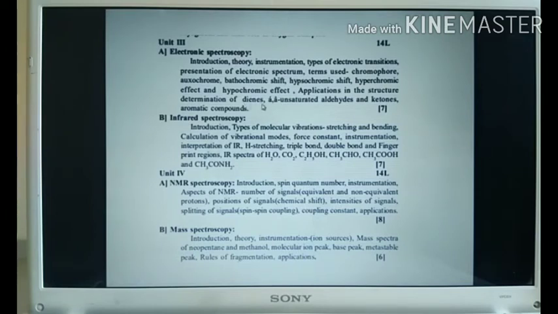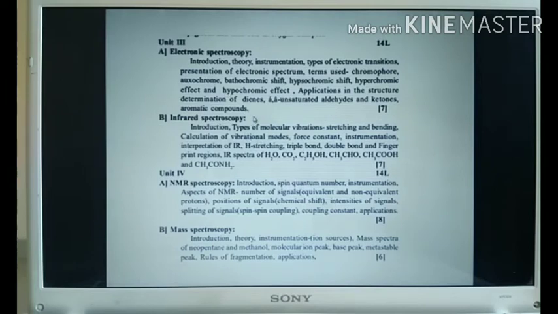Determine the structure of dienes, alpha-beta unsaturated aldehydes and ketones, and aromatic compounds by using the Woodward-Fieser rule. It is an empirical rule which is used for calculation of the absorption wavelength of dienes, aldehydes, ketones and some aromatic compounds. So simply we have to identify compounds like dienes, alpha-beta unsaturated aldehydes and ketones, and aromatic compounds by using this electronic spectroscopy.